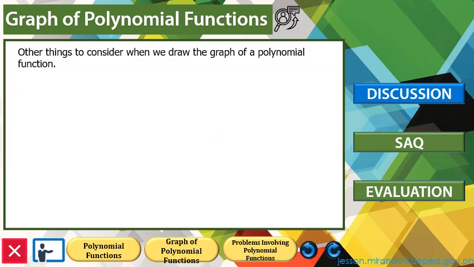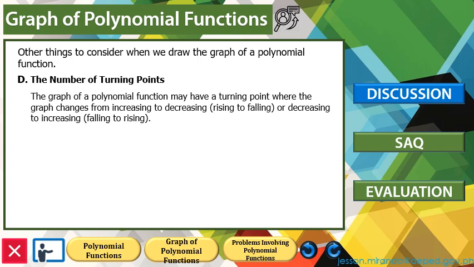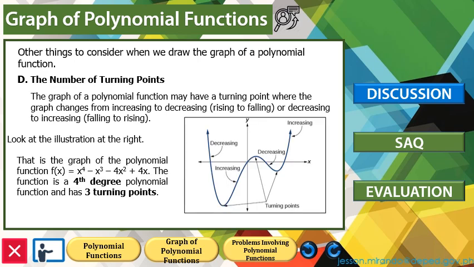Another thing to consider when we draw the graph of a polynomial function is the number of turning points. The graph of a polynomial function may have a turning point where the graph changes from increasing to decreasing, or decreasing to increasing. Look at the illustration at the right. That is the graph of the polynomial function f of x equals x raised to 4 minus x cubed minus 4x squared plus 4x. The function is a fourth-degree polynomial function and has 3 turning points.